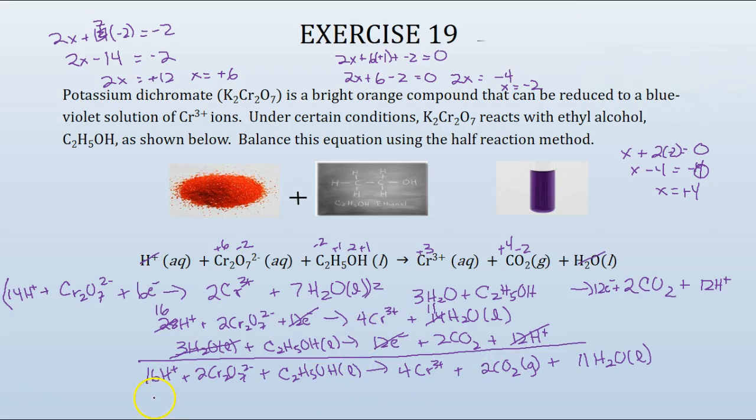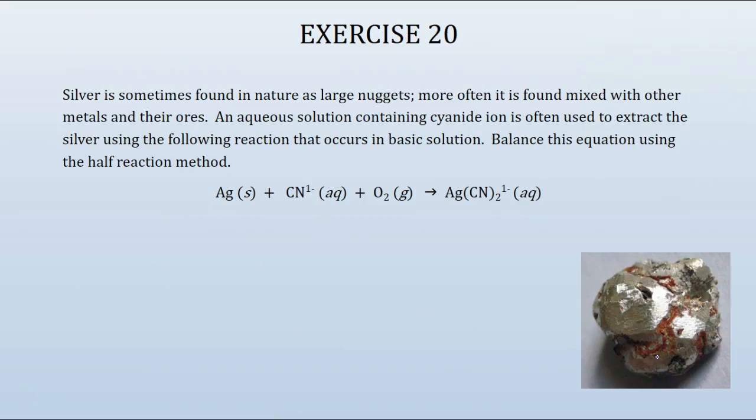Now the charge. I have a 16 plus, a 4 minus, plus 0. So that means a total of 12 plus on that side. I have 4 times a plus 3, that's a 12 plus, plus 0, plus 0, it's 12 plus and a 12 plus. It's all good. There's the equation. That's the way we balance it. All right, let's try another one.